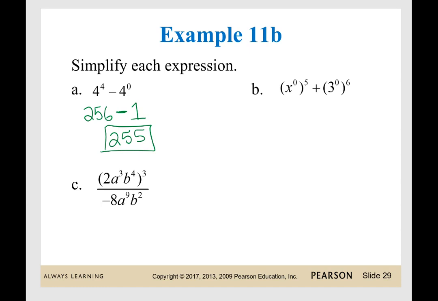So in this problem, all I did was use the definition of an exponent and I used the 0 exponent rule. So sometimes you'll have to use more than one thing. You may have to use a definition with the rules. So keep all that in mind.